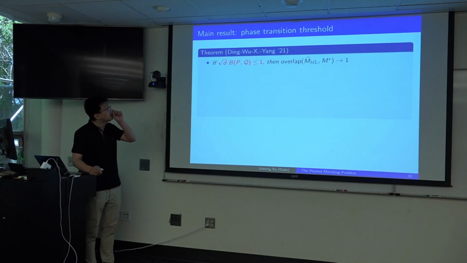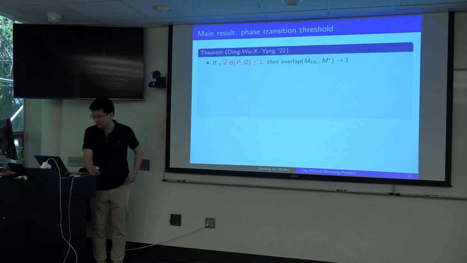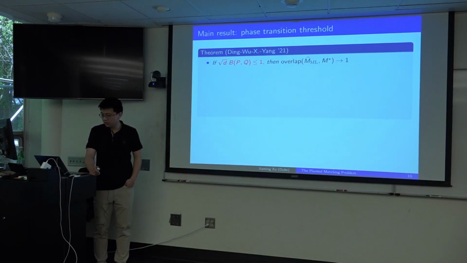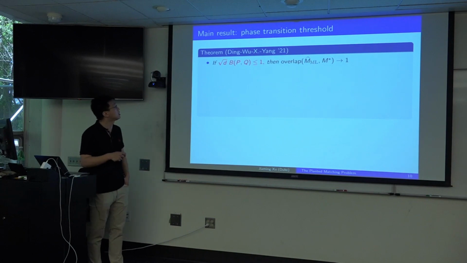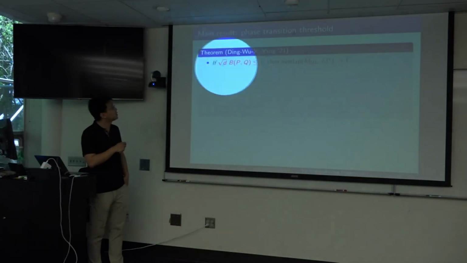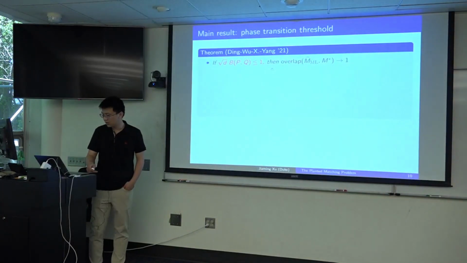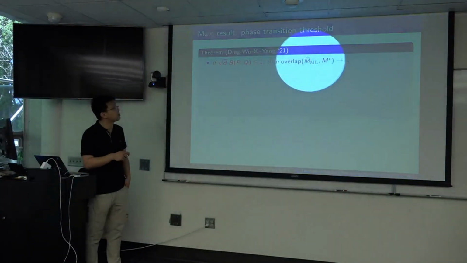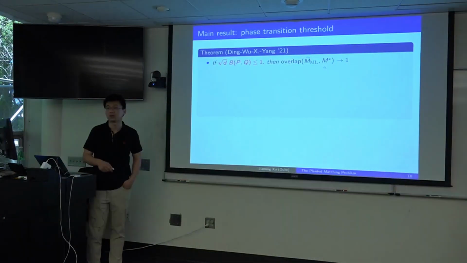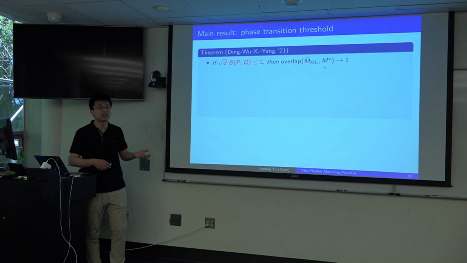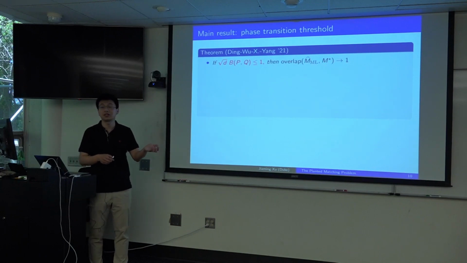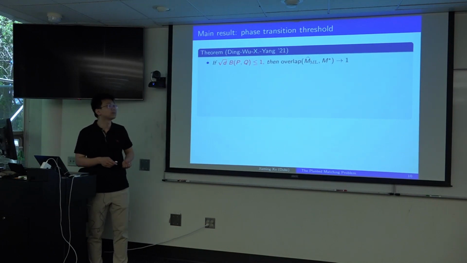Okay, so now let me talk about our main result. The first thing we can show is that when the square root of the average degree d times the Bhattacharyya coefficient between P and Q is less than or equal to 1, then the overlap between the maximum likelihood estimator and the true matching actually goes to 1. Meaning that if you look at the maximum likelihood estimator, the fraction of misclassified edges goes to 0.